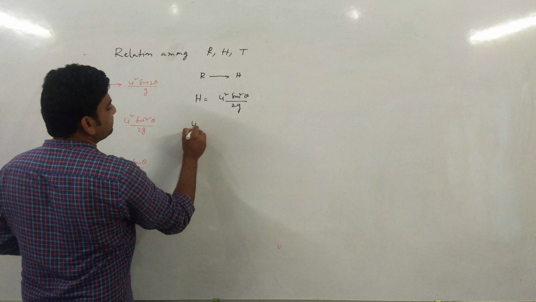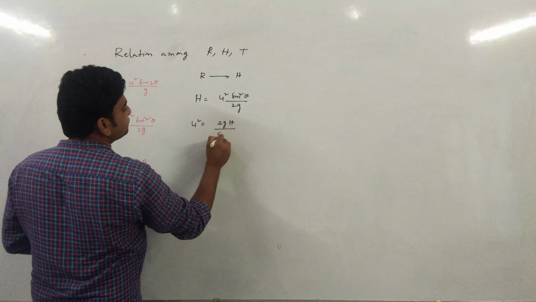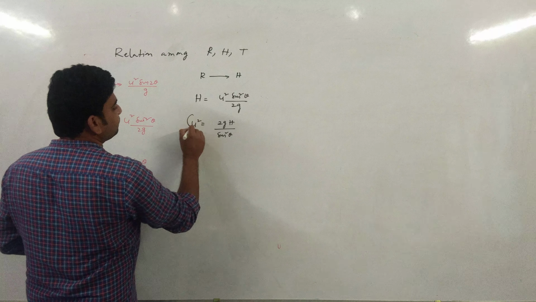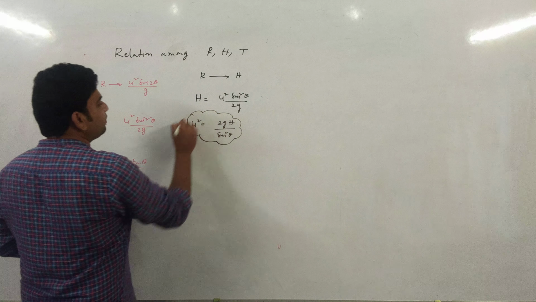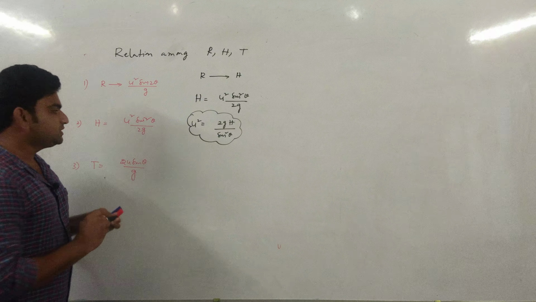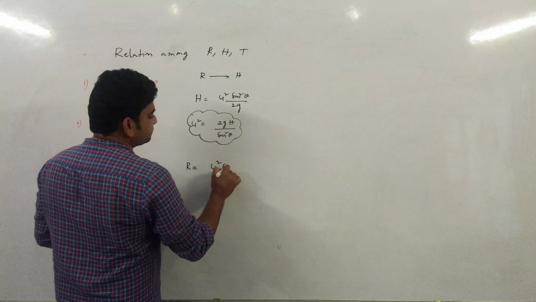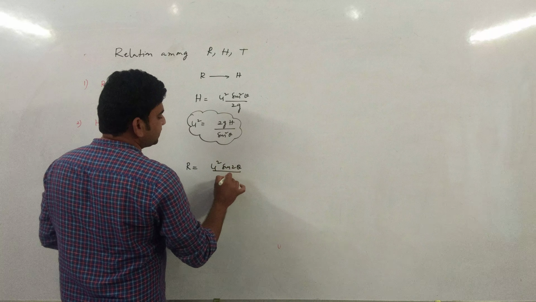From here u square can be written as 2gh by sine square theta. Yes or no? Yes. And now I am going to substitute this u square in the range formula. So generally our range formula is u square sine 2 theta by g. This is our range formula.